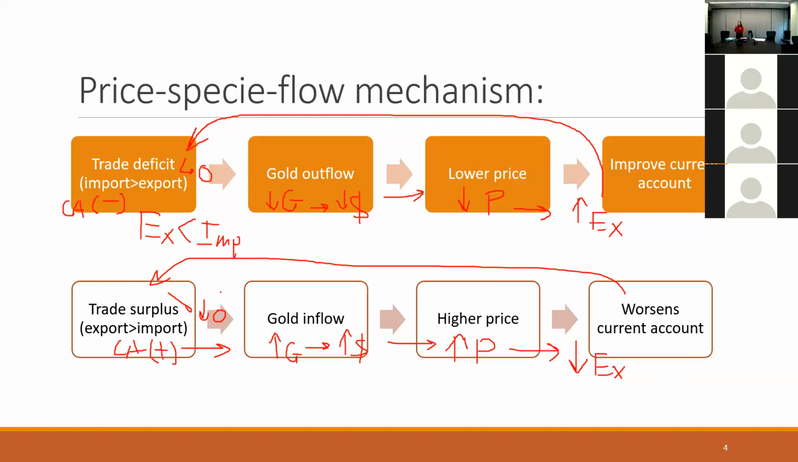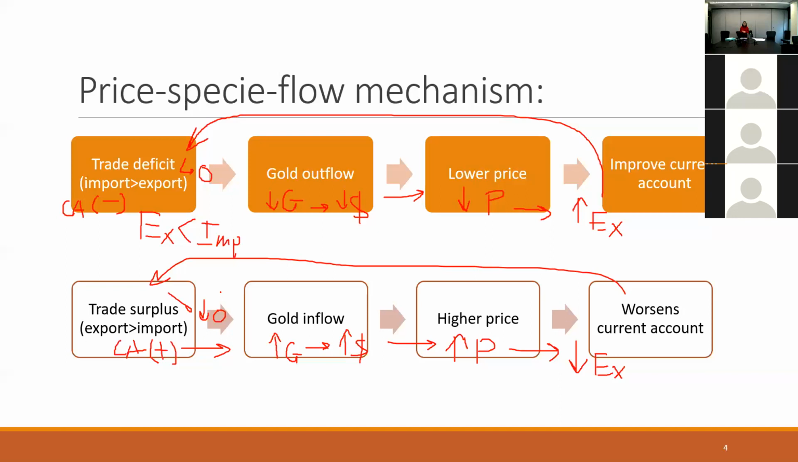So once again, we can see that through this mechanism, anytime you have a trade surplus, it actually gets corrected through a change in your money supply. So through the change in your gold supply and eventually your money supply. So this is the mechanism through which the trade imbalance is corrected automatically under a gold standard, right?